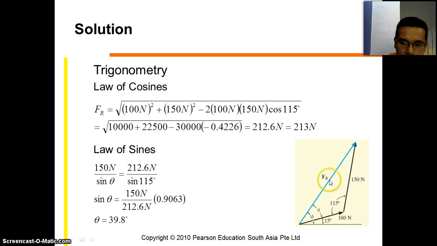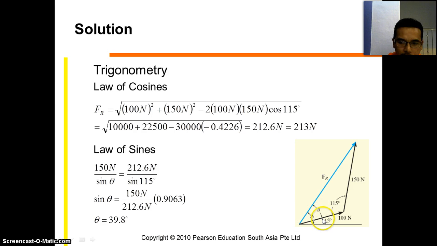So by using the cosine law, we can find the FR. Okay, so FR is equal to the square root of 100 squared plus 150 squared minus 2 multiplied by 100 and 150 multiplied by cos of the angle opposite the resultant force, 115. So we get the magnitude of the resultant force, 213. By using the sine law, you get 150 divided by sine theta equal to 212.6, the resultant force, divided by the opposite angle, sine 115. So we can get sine theta. The theta is 39.8. 39.8 is the angle inside.